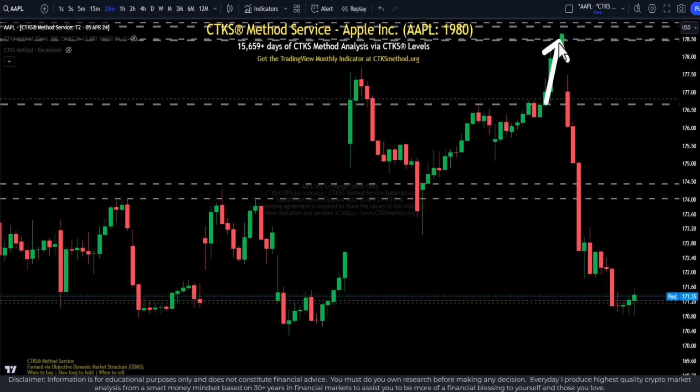And if it can't get above, and it clearly couldn't get through any of this structural overhead resistance, it's going to be pushed backwards. But of course, the negative news saw the descent of price through multiple safety nets. When markets go red, you must know the structure, or your account will be obliterated.